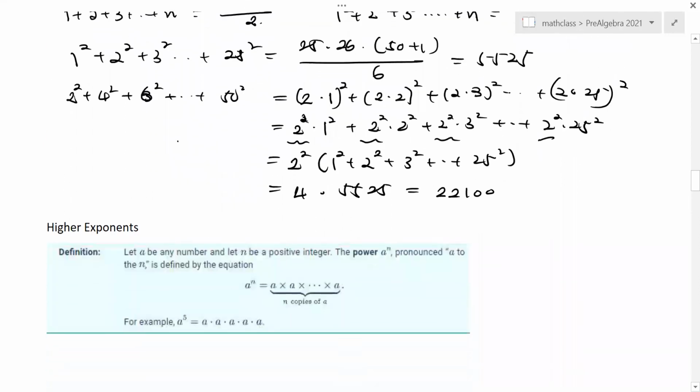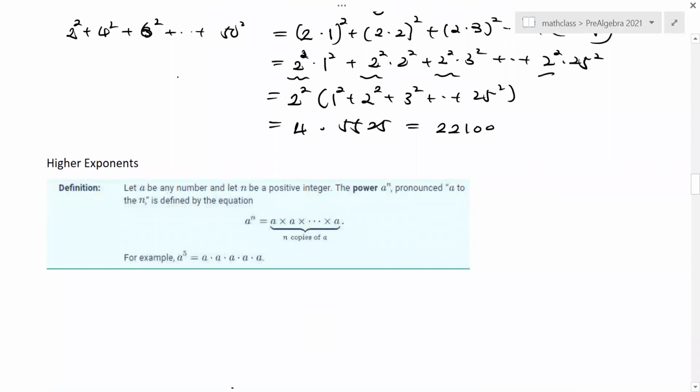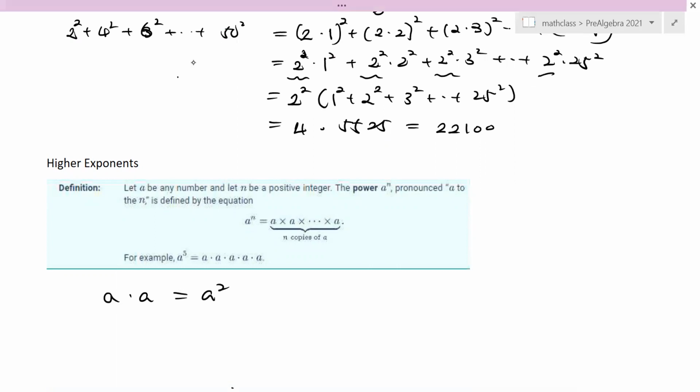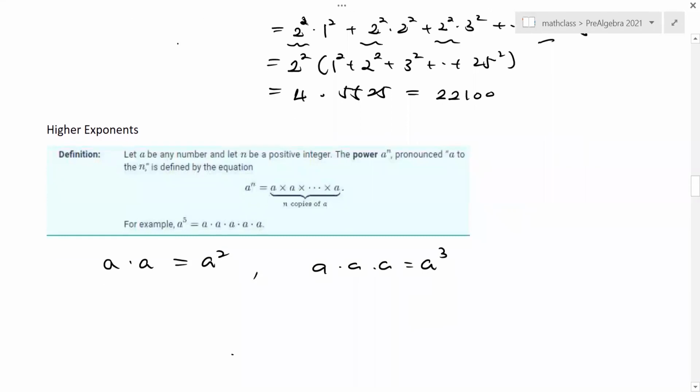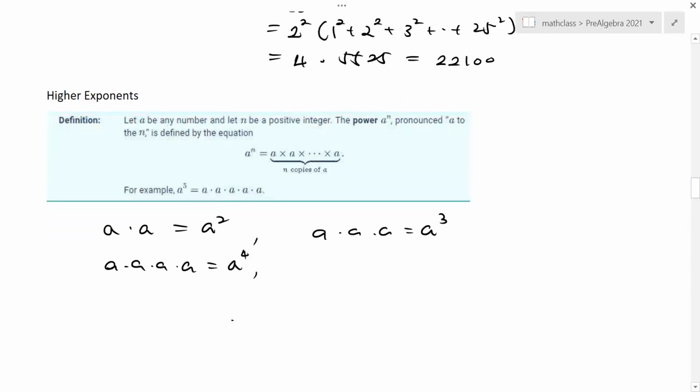Now let's move on to higher exponents. You know that a times a is denoted by a squared. But how about a times a times a, three a's? Of course this should be denoted by a cubed. And you can have more than 3, such as 4, and then you can have a very big number.